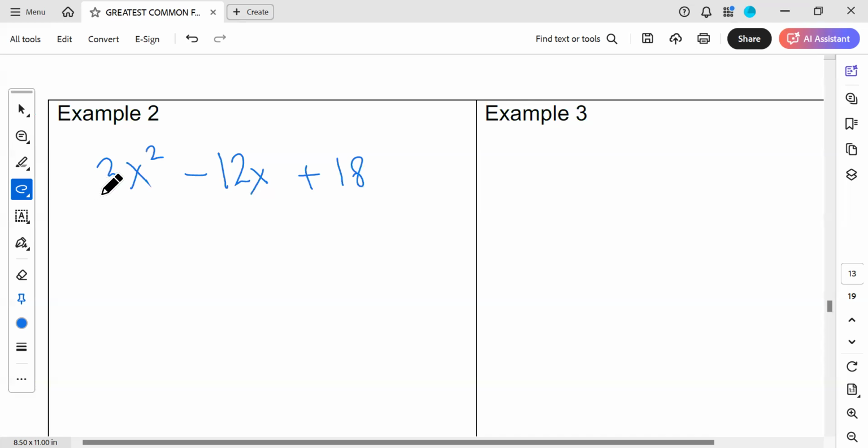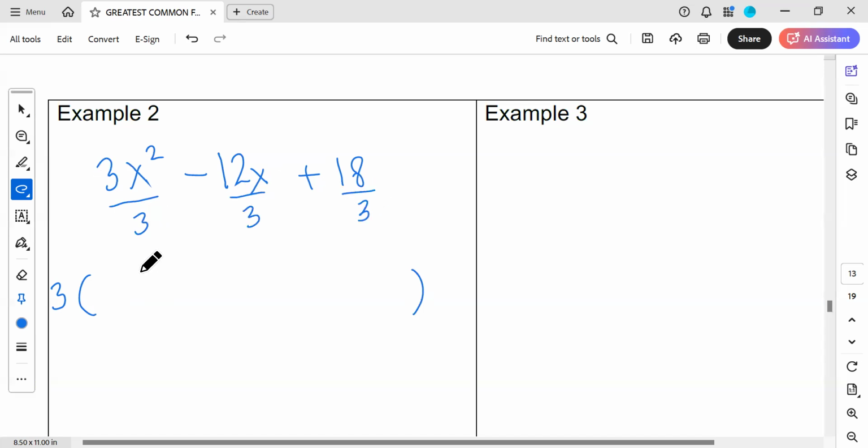What's the GCF between 3, 12, and 18? 3. Skip a space, move to the left, and I write 3. Do all three terms have an x? Okay, so I'm not including it. So now I'm going to take this GCF and divide everything by 3.